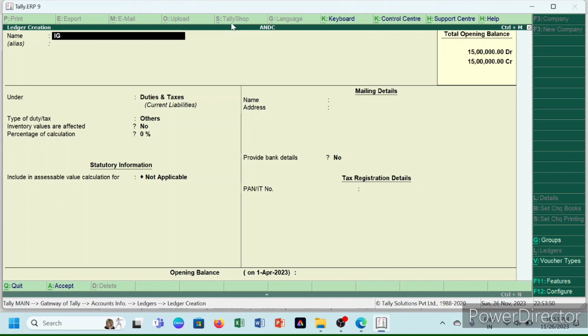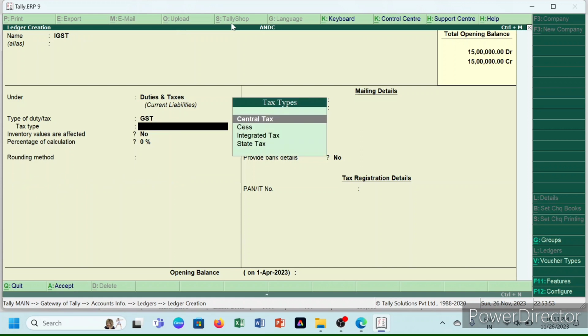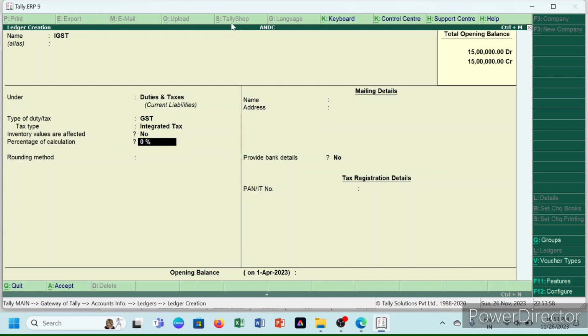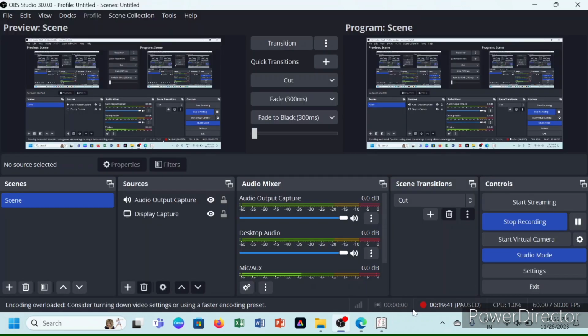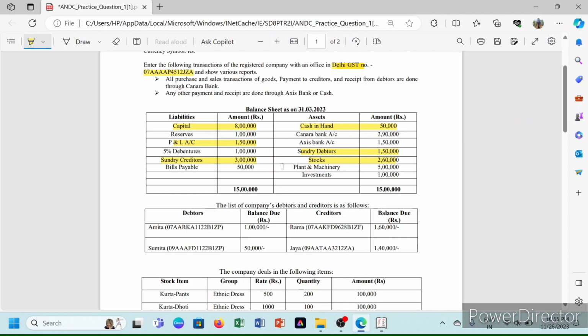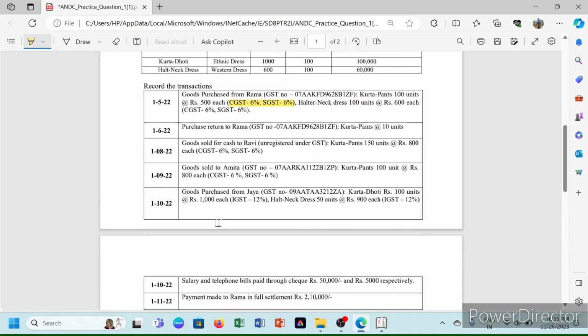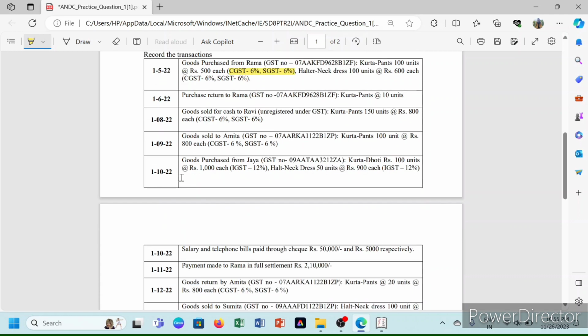The next account will be IGST. It is an integrated tax. Again here it will be 0%. Prepare the account. Let's go to vouchers. These are the voucher transactions that we have to put.